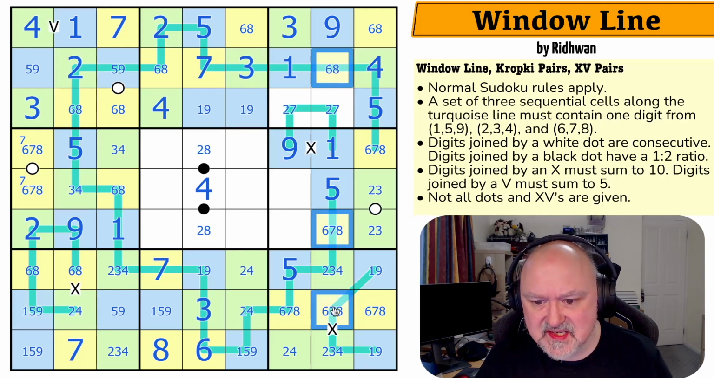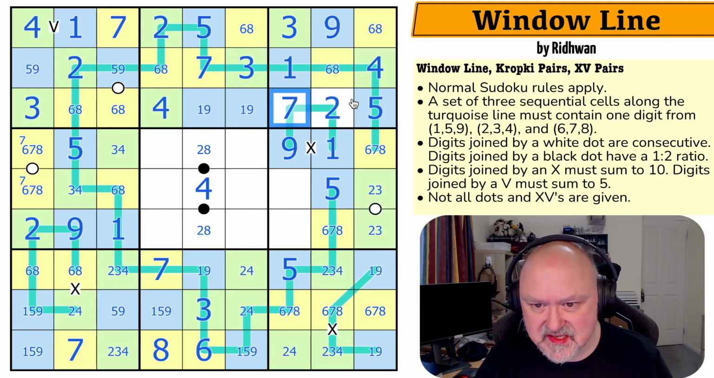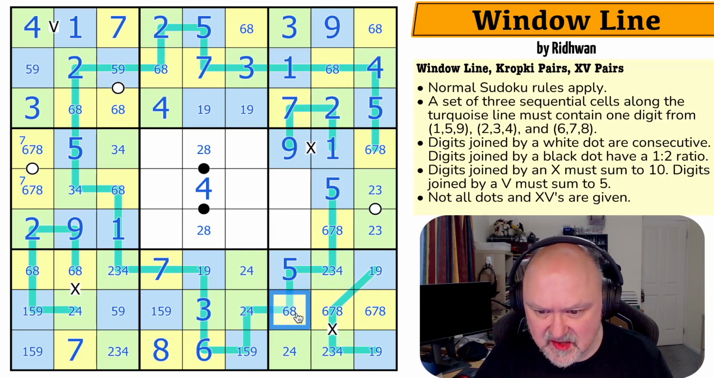This column has it 6, 7, 8. So that's the 2, that's the 7. So this is green and yellow. There's no 7 there. So 4 we know is green. We know one of these is green and one of these is yellow.